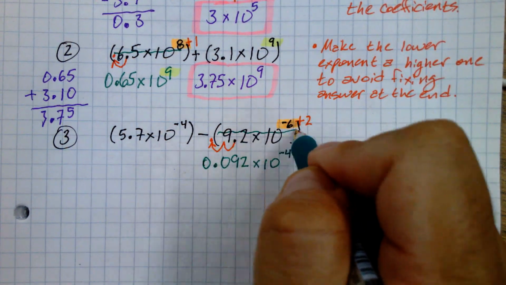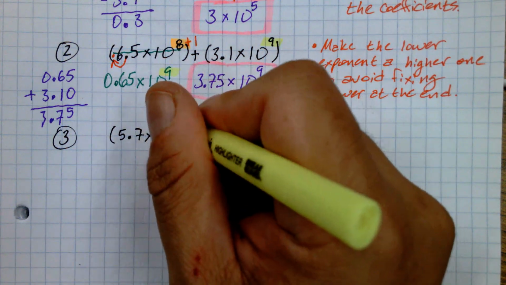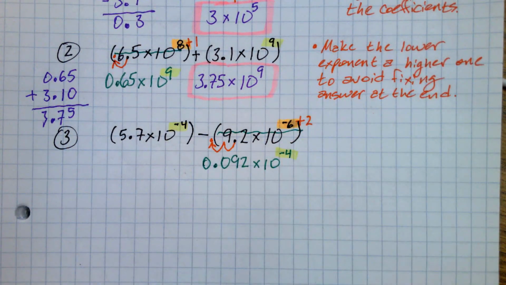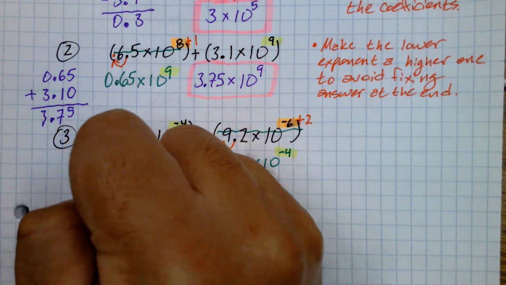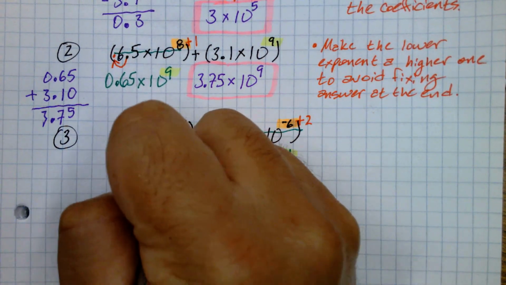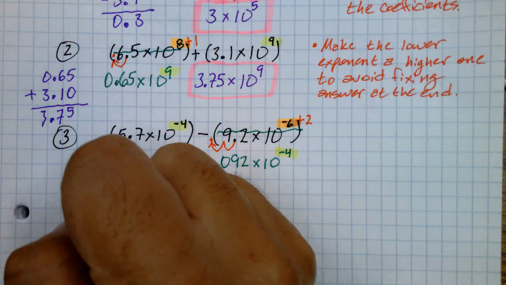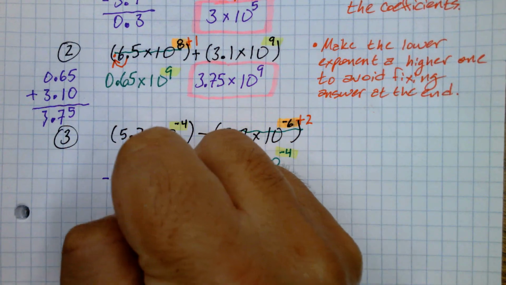So this is no longer what we're working with. We're working with that one. And the reason is we now have both our numbers with the same negative 4 exponent. So we can just take away. We're going to do 5.7 take away 0.092. So I'm going to do that math now, okay? So let's do that. 5.7 is the top number. And I probably want to add 2 more zeros behind that for placeholders. And then take away 0.092.